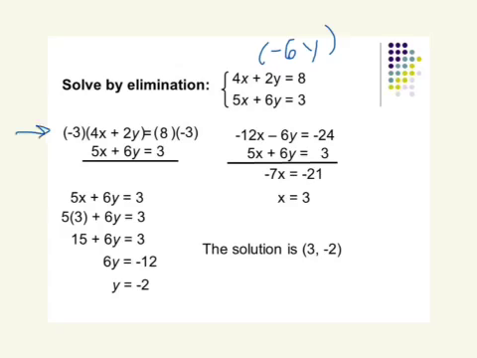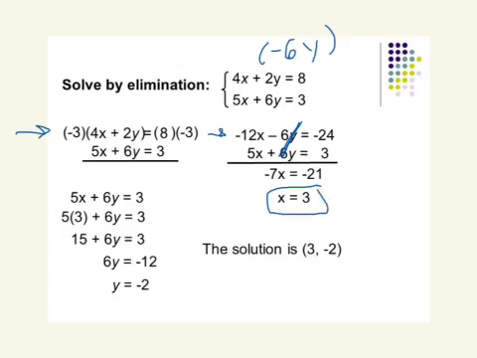When we multiply the entire top equation by a negative 3, that leaves that top equation to become negative 12x minus 6y equals negative 24. Now, if you notice, we can cross out the y's. They're now opposites. Negative 12x plus 5x is negative 7x. Negative 24 plus 3 is negative 21. So we have an x value of 3.